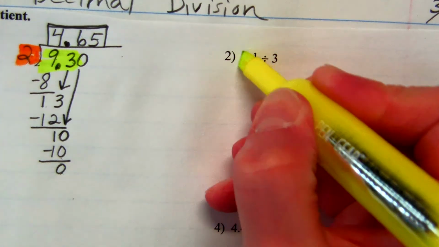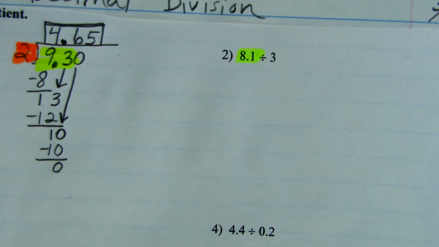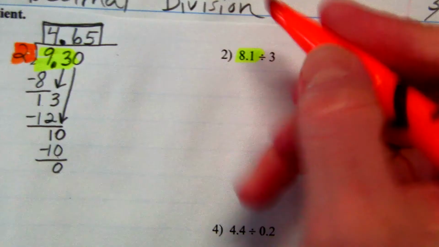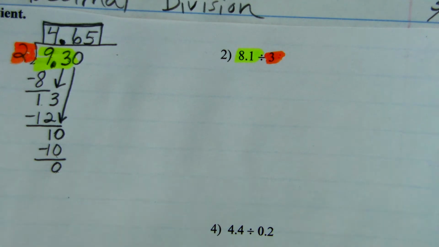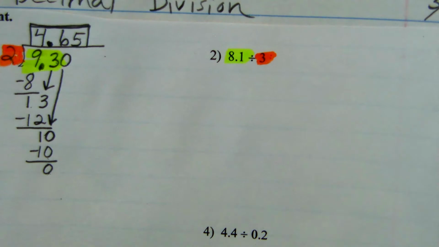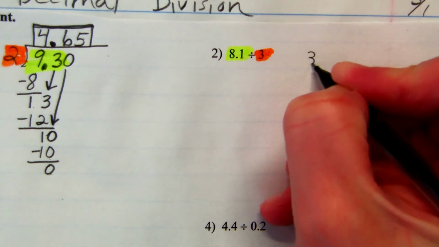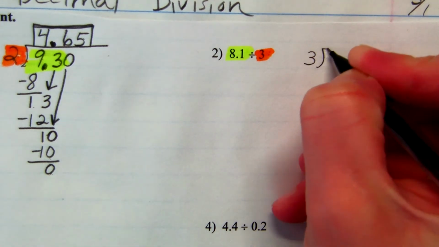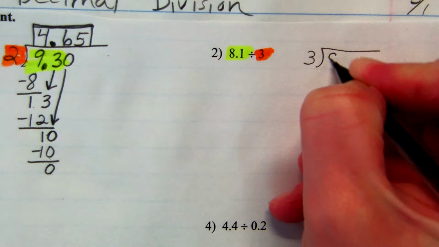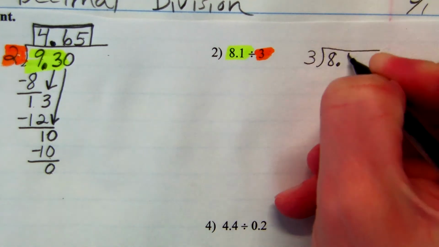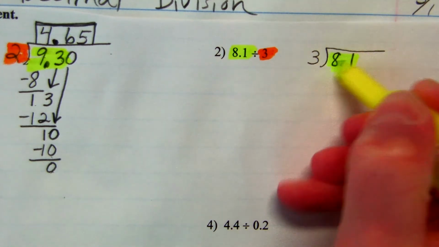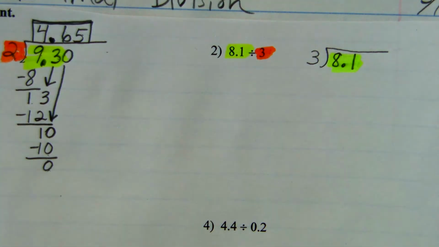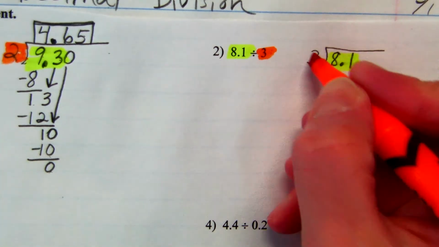All right, so I'm going to color code the next one. The 8.1 I'm going to make yellow, and the 3 I'm going to make orange. And when I set up the long division, it's going to switch order. So the 3 goes on the outside of our division symbol, and the 8.1 is going to go on the inside. So I'll color code. This inside was what was on the beginning, and this is what was on the outside.